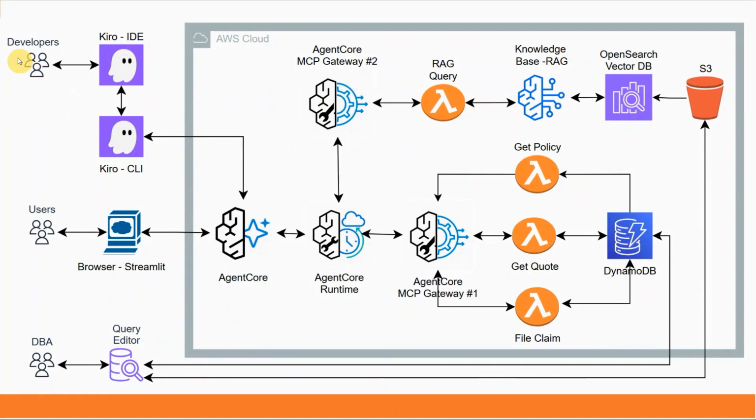Here we are going to have three stakeholders. One is the developer, the second one is the user, and the third one is the DBA. Developers are the ones who are going to build the application, unit test, and then push it to the cloud before users can come and use it. But before that, there's a DBA here.